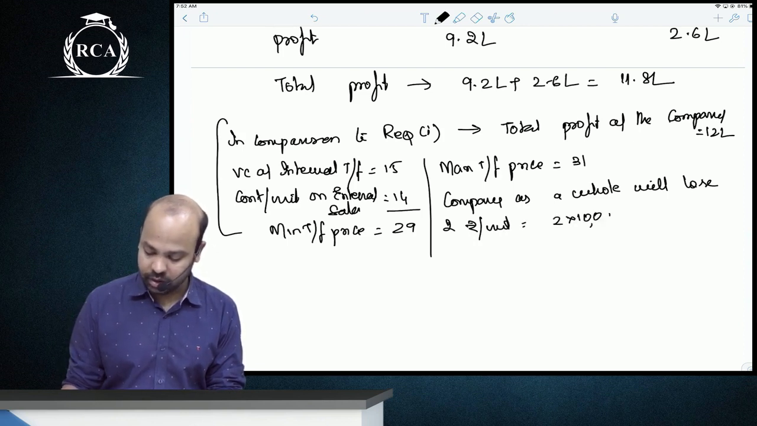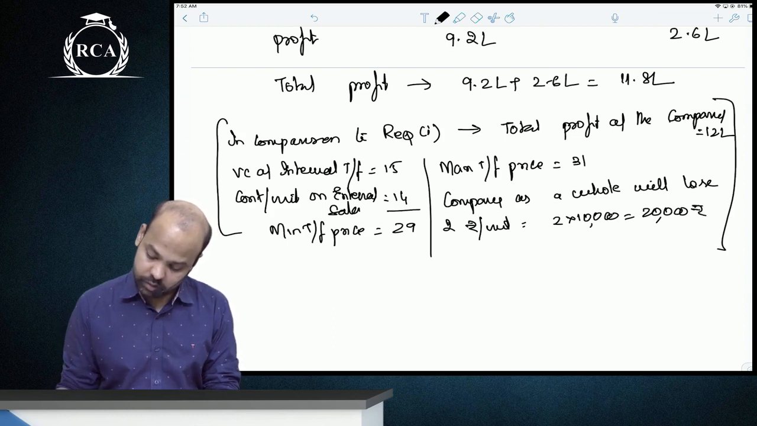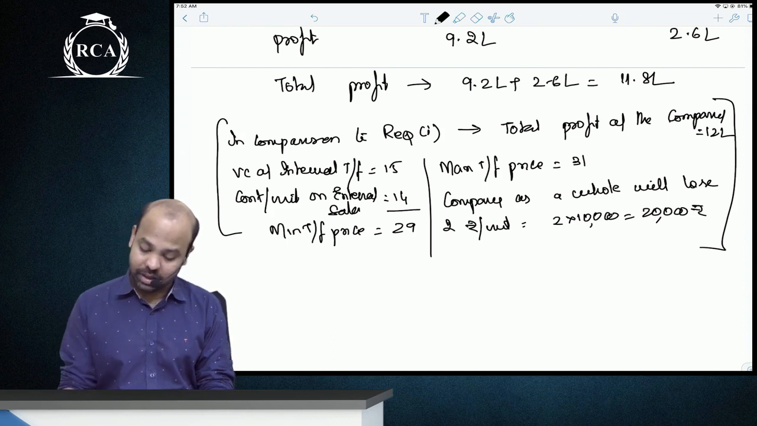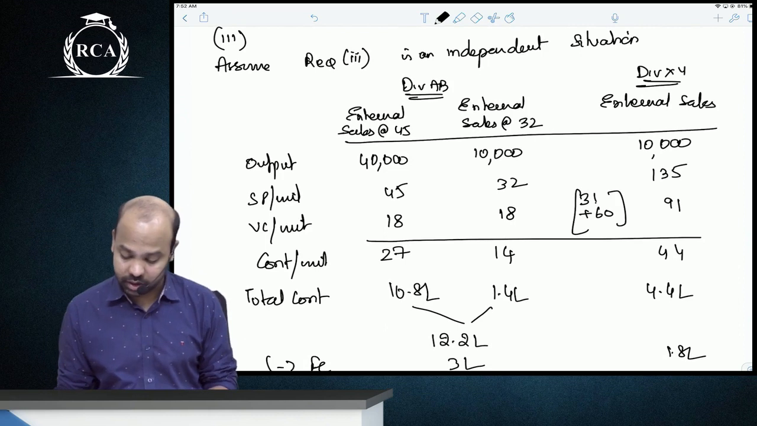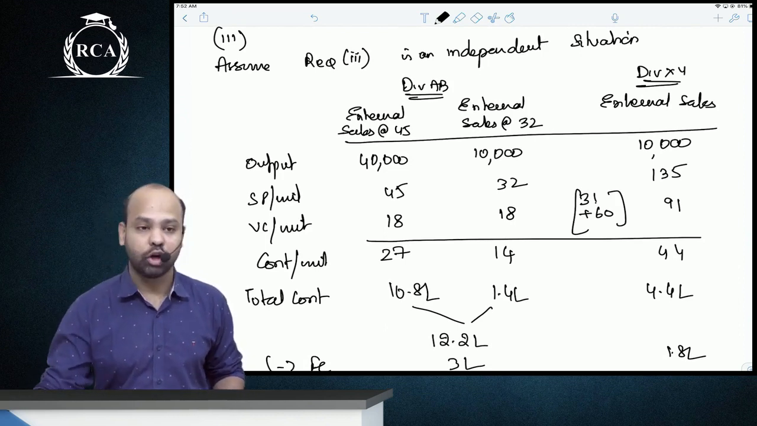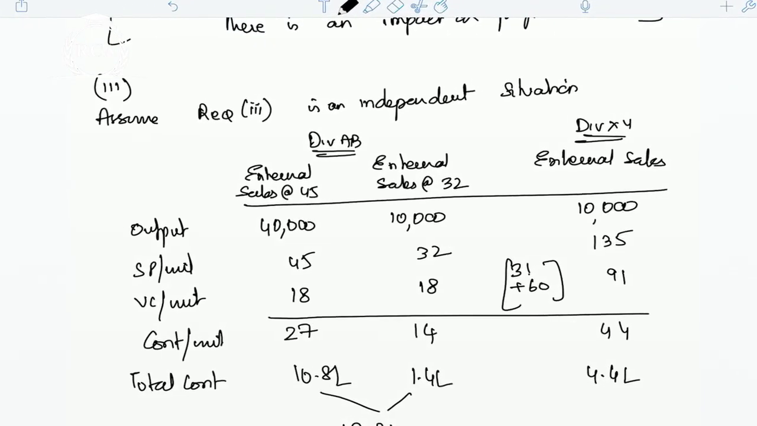2 into 10,000 units, beta, 20,000 rupees. That is the difference, beta, between the profit under the third alternative and the profit under the first alternative. Are we clear? Yes sir. Please make a note of it, guys. All of you better copy this.